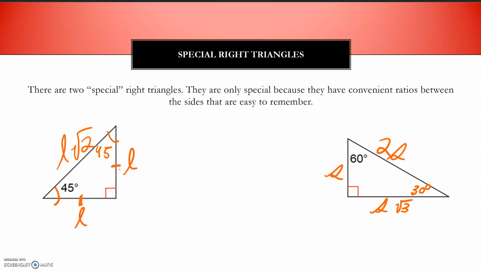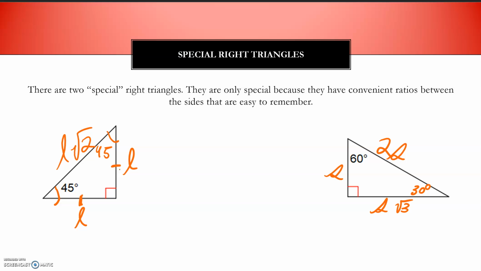So you can see there that s across from the 30 has to be the shortest side, right? Because 30 is the smallest angle. We know that from our lesson on triangle inequality. And again, you can see that they go up, right? 60 is the middle angle. S times root 3, which is between 1 and 2, is going to be bigger than s, but it's going to be smaller than that number times 2. And again, you can use this to find missing measures.